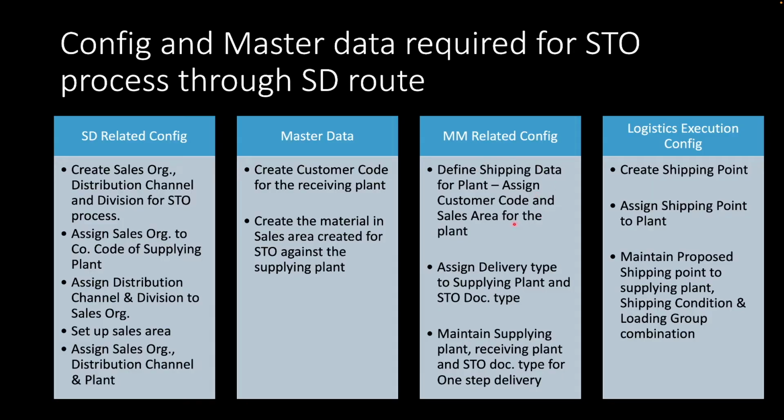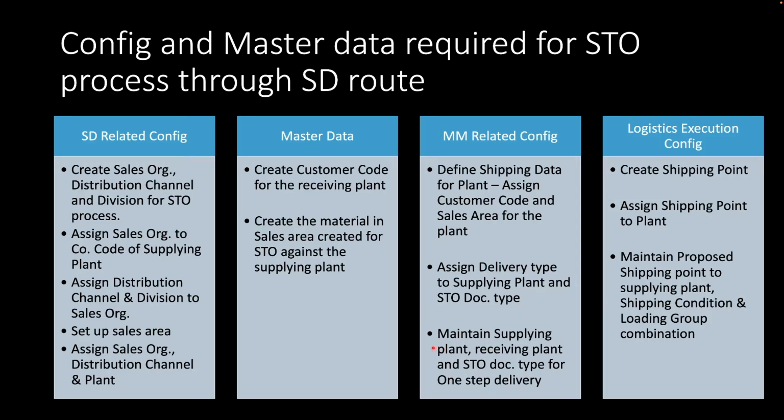Then once you have defined the shipping data, you have to assign the delivery type, because when the system posts the delivery against the stock transport order, it has to pick a delivery type from the system. So what you will do is, you will assign a delivery type, and where will you assign this? You will assign it to the supplying plant and the stock transport order document type. So the system has to understand that you are selecting this document type, you are entering the supplying plant, then this delivery type will have to be picked up when you are going to create the delivery. Okay, so this is also a very important step.